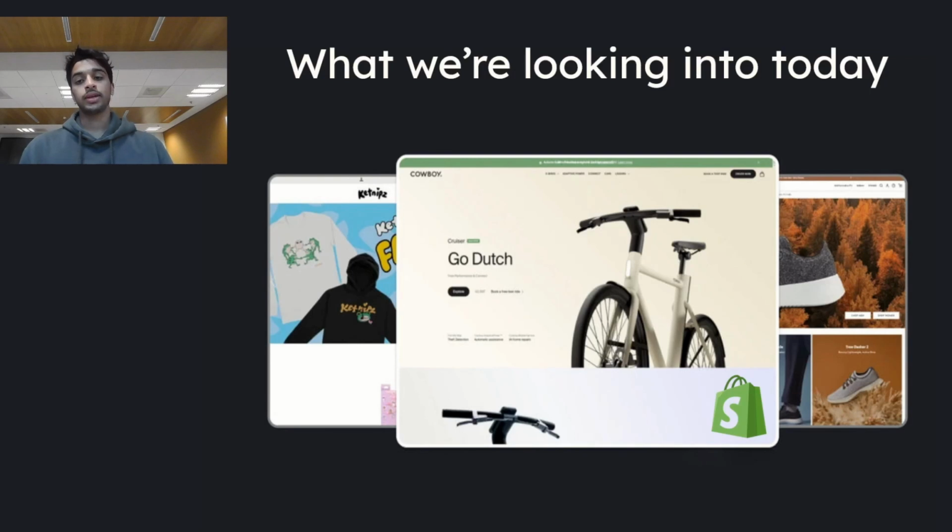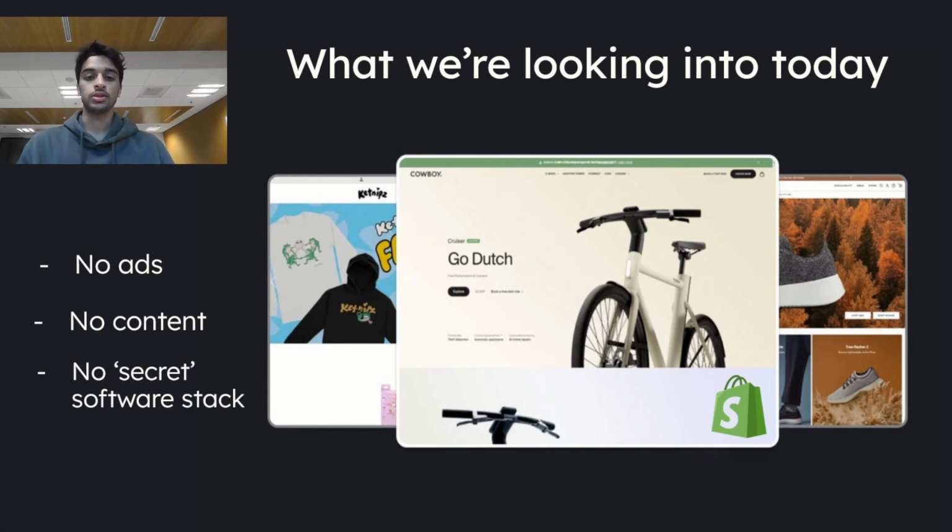Okay, what we're looking into today. We're looking specifically at Shopify e-commerce stores. There are many other platforms, obviously, Shopify being the most predominant one if you are running an e-commerce store. Now keep in mind, these are operational automations that we're talking about here. Which means we're not running any ads, we're not doing more content, and there's no secret software stack that will fix your automations all in one. This is looking at what your store is currently doing in terms of how many leads you're bringing in, maximizing the output from those leads that you're already getting.